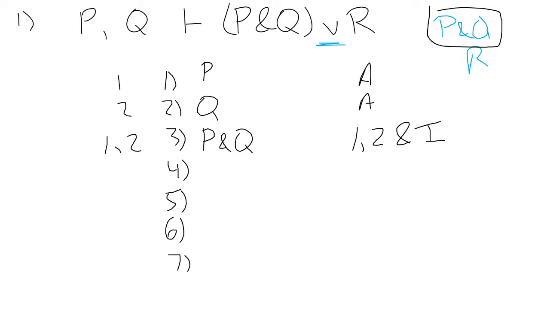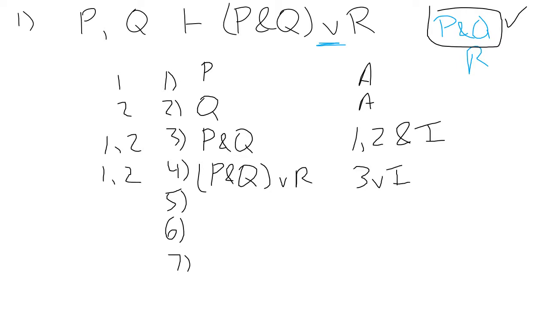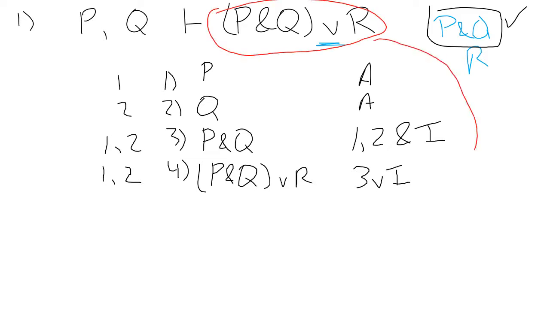And then now that I have found one side of my wedge, I can wedge in the other side. So P and Q, wedge in R. So that's going to be 3, wedge in. And then what numbers are next to 3? 1 and 2. And all these other ones are not needed. That was the conclusion we were looking to get to, so we are all done with the first problem.